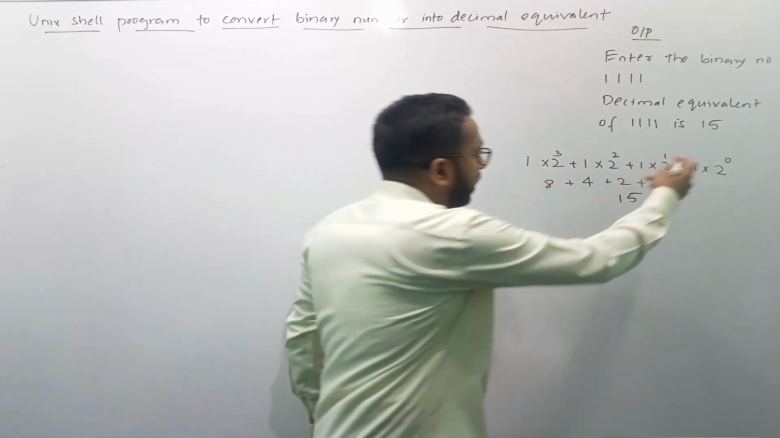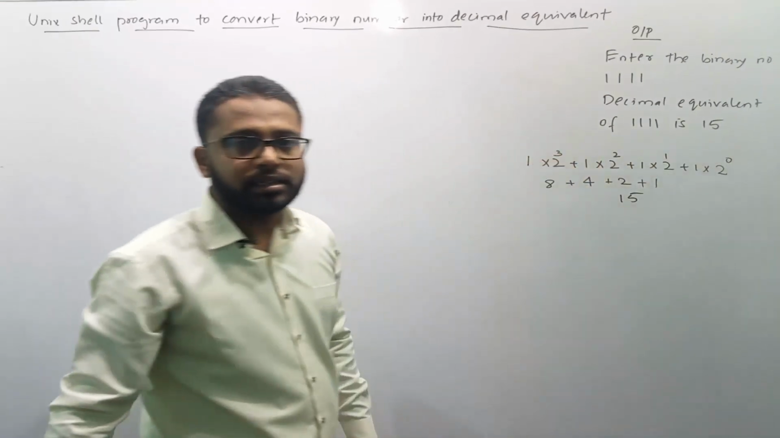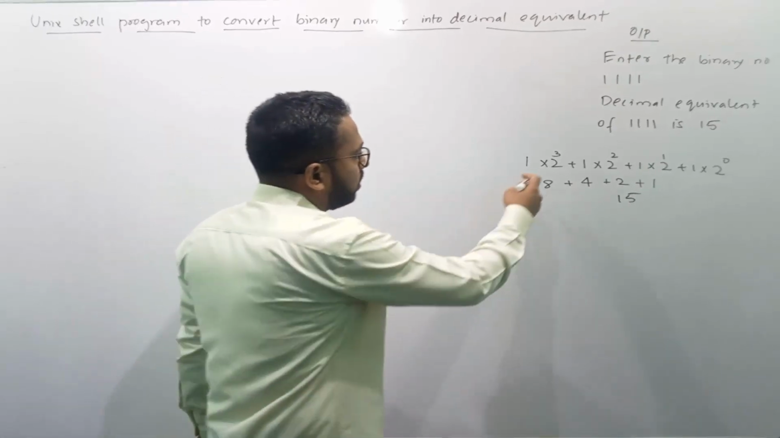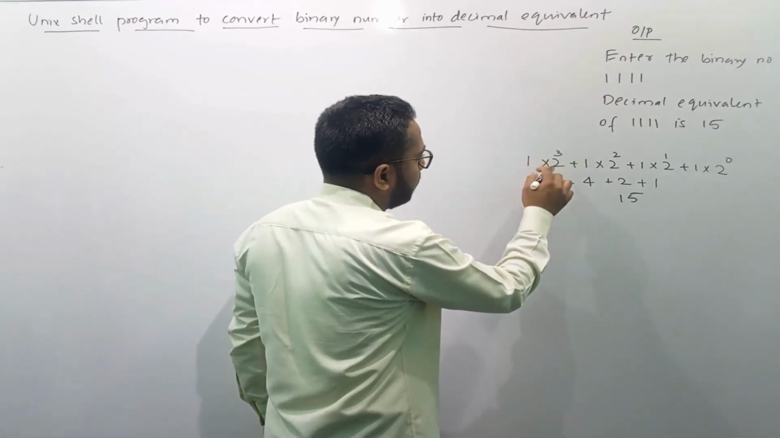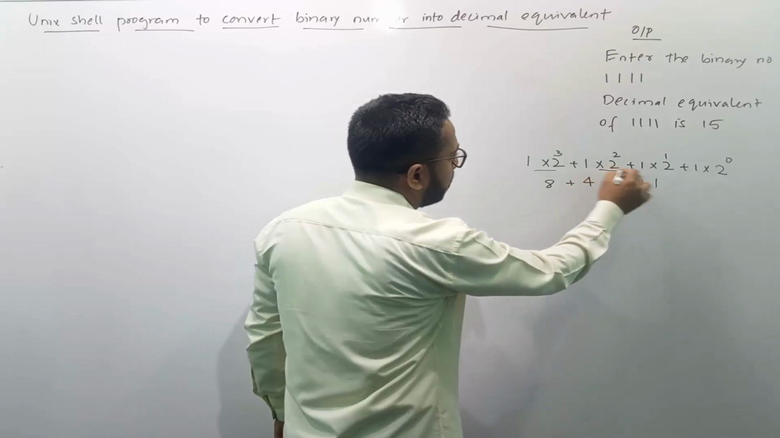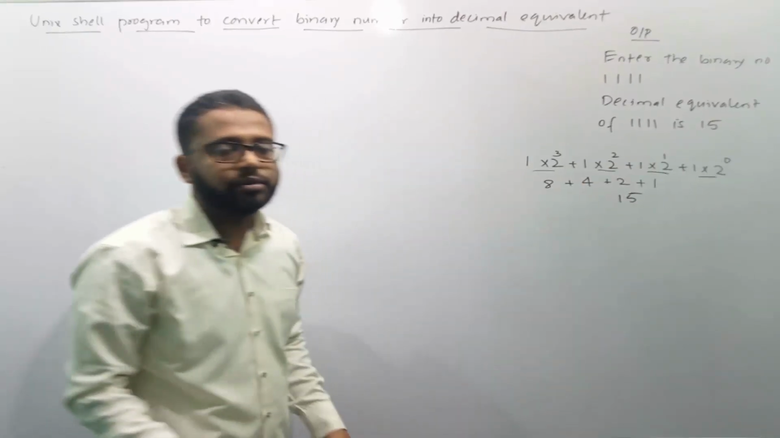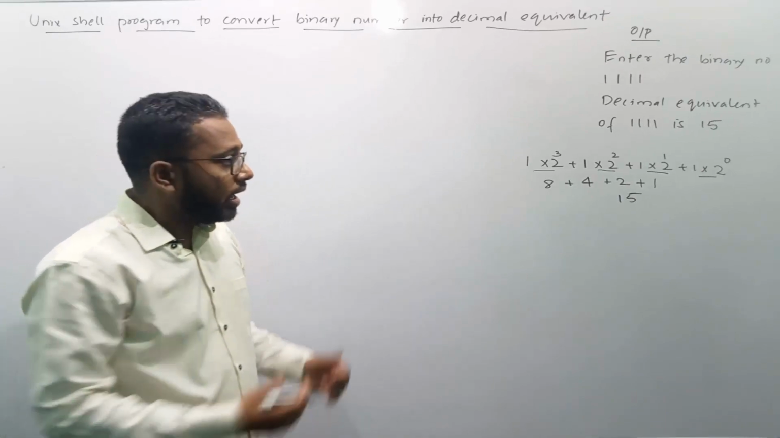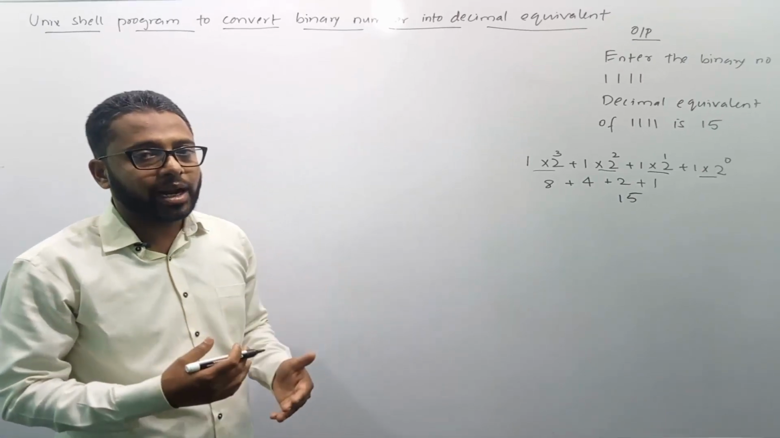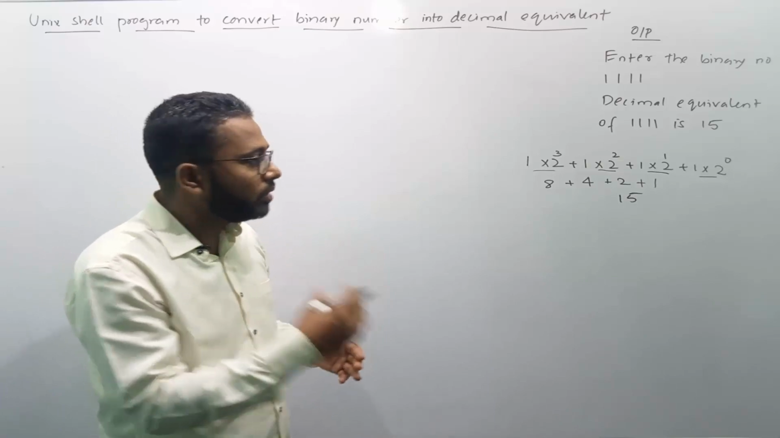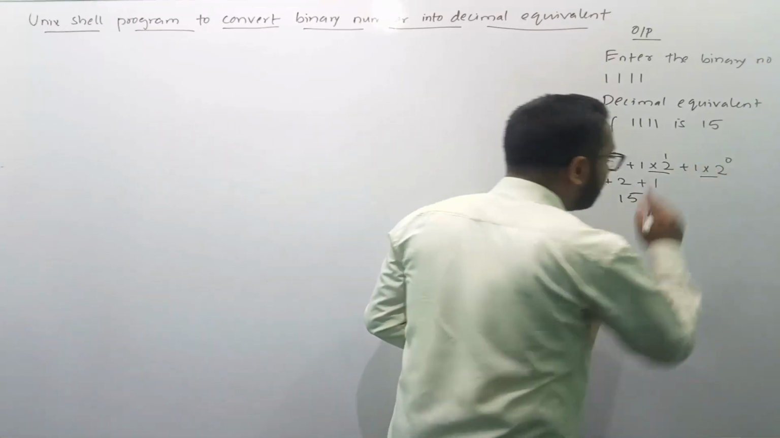So these are the weights 0, 1, 2 and 3. Then we will calculate. This will become 8, then 4, then 2, and then 1. So 8 plus 4 plus 2 plus 1, and we will get 15 at the end. While writing the program for this conversion, we will be applying the same method.